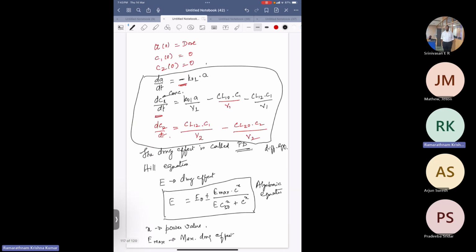So actually, if I want to find out whether this drug will eliminate the cancer or not, what should I do? I should solve this differential equation and solve the algebraic equation. In fact, they are together, because the C is nothing but C2. That's going to come here and sit here.